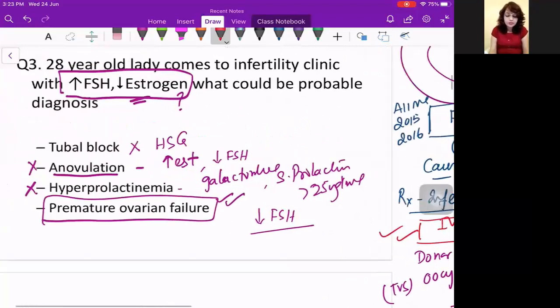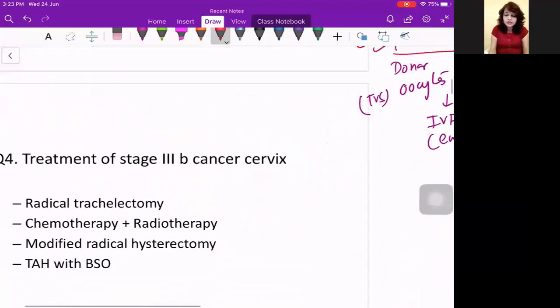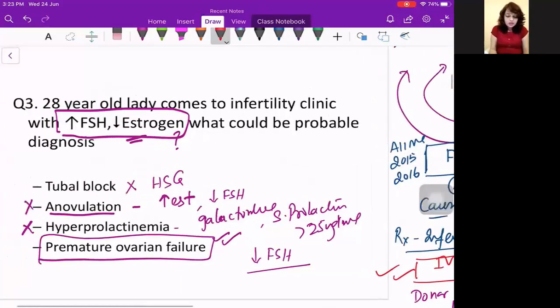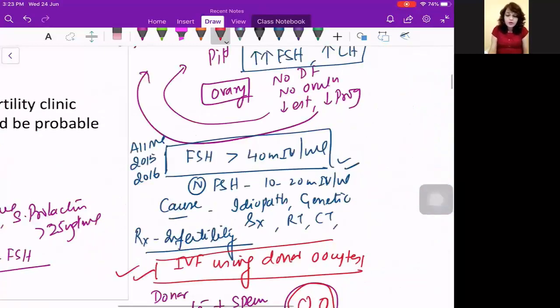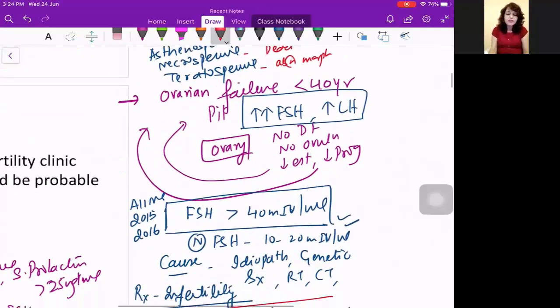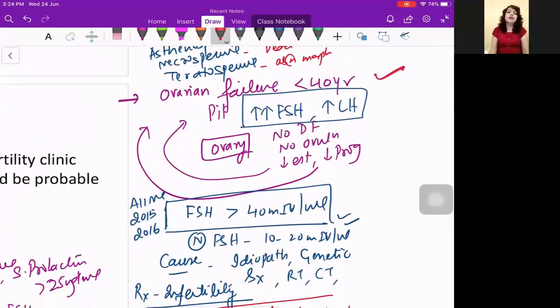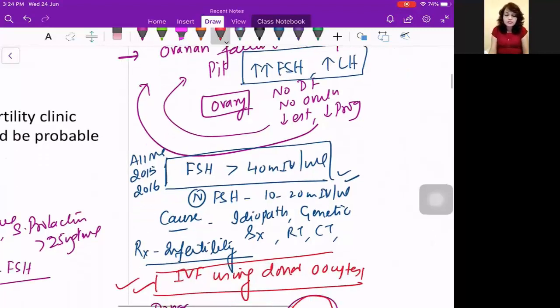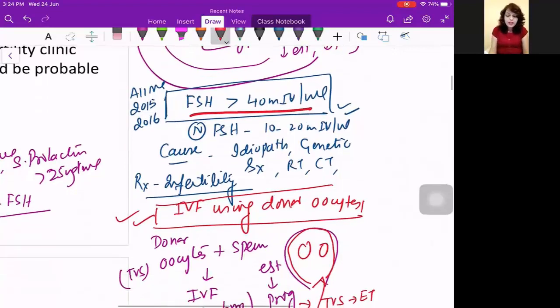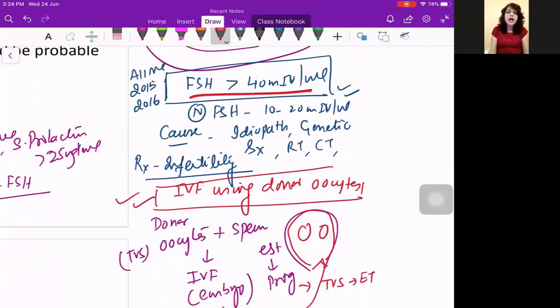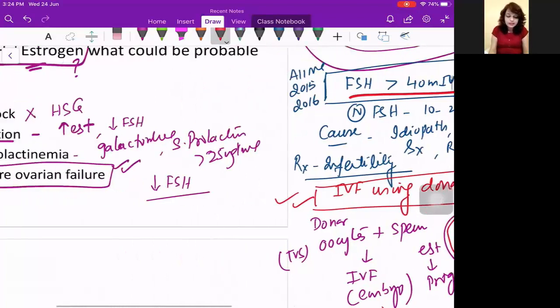Ovaries to form the progesterone. So in this question, just remember, the answer is premature ovarian failure, and important points are mentioned here. Premature ovarian failure is defined as ovarian failure occurring before the age of 40 years. There is high FSH, high LH. One answer to mark: it is FSH more than 40 milli international units per ml. And the treatment of infertility is IVF using donor oocytes.